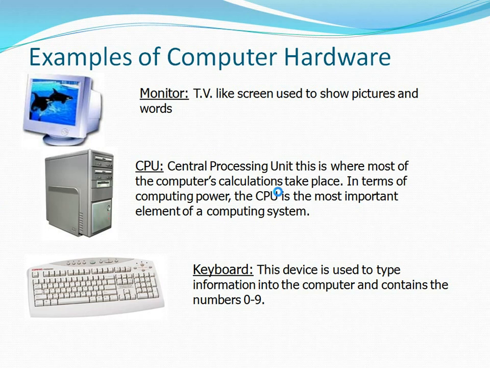Examples of computer hardware: we have the monitor, the one that looks like a screen, or the one that shows pictures or words. We call it a monitor. We have the central processing unit, which is the CPU. This is where most of the computer calculation takes place, because it has the motherboard, the fan, the battery, and all the integrated circuits inside the CPU. It's another component you can touch and lift, but inside here we have a very important item, which is the brain of the computer.